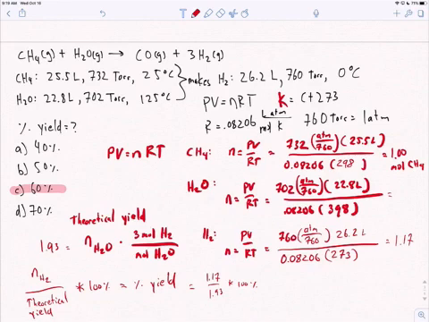Okay, so 702 divided by 760 times 22.8 divided by R, 0.08206, divided by 398. So that's that. And there are 3 moles of hydrogen for every mole of water. So we multiply that by 3. You get 8.93.